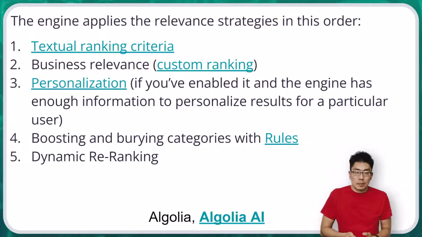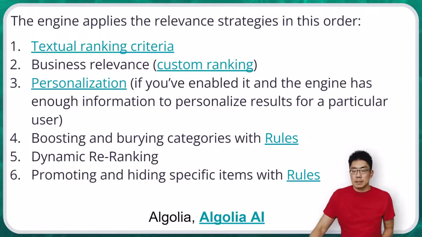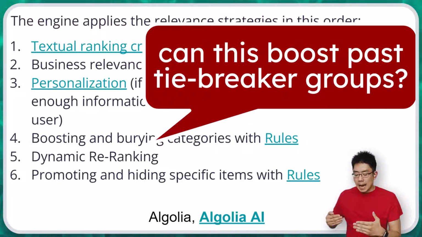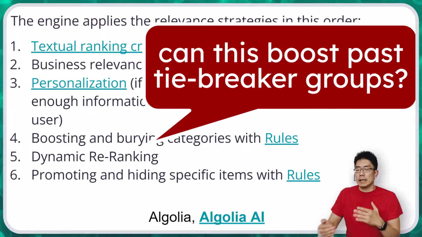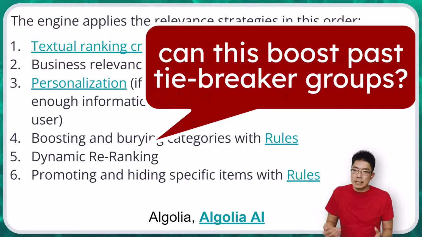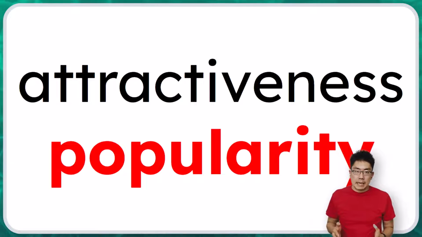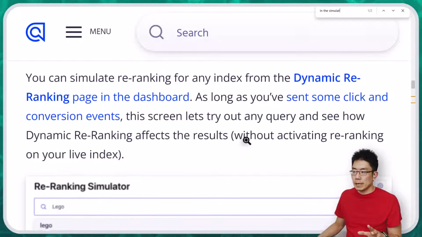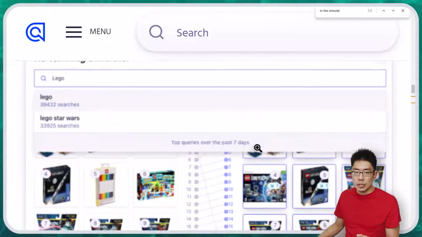And then here's what we're talking about today. This is the 5th step, which is dynamic re-ranking. And then after dynamic re-ranking happens, specific resources might be promoted or pushed down based on hard-coded rules. And we'll talk about that more in a future episode. So my question that I'm not entirely sure about, and I'd love to hear your theories, but I'm wondering whether dynamic re-ranking can boost a product past where it would have been based on the tie-breaking groups that we've talked about so far. And I think the answer is yes. Here's why. The manual gives an example about this attractiveness variable. And they give an example about how you can have a simulator re-rank products side by side so you can see how things have changed.